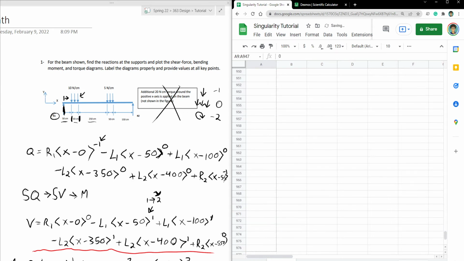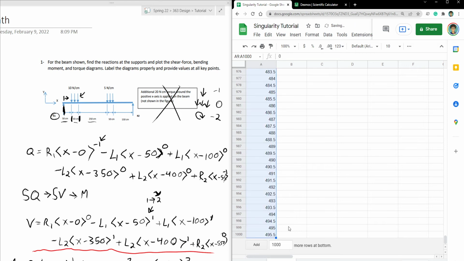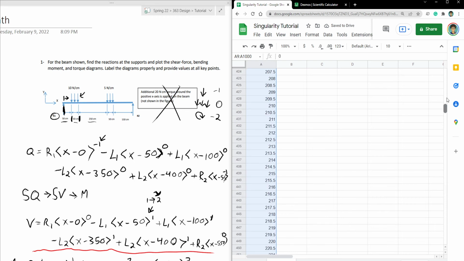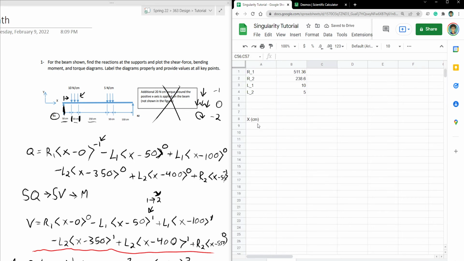But it means our graph will be very accurate. Never mind, Google doesn't want to go past 1,000. No, I'm going to go ahead and delete this. We're actually just going to do every centimeter. So 0, 1. Now if I go down to about 500, that should be enough.